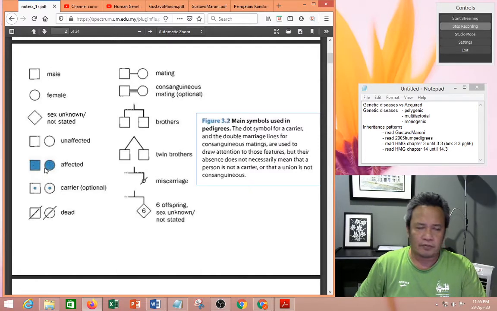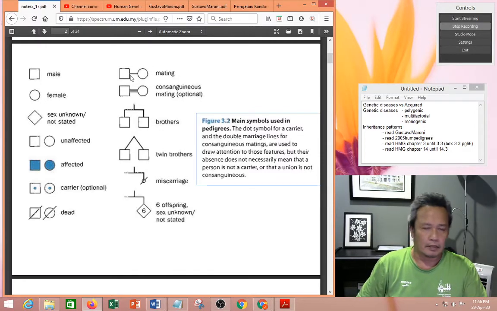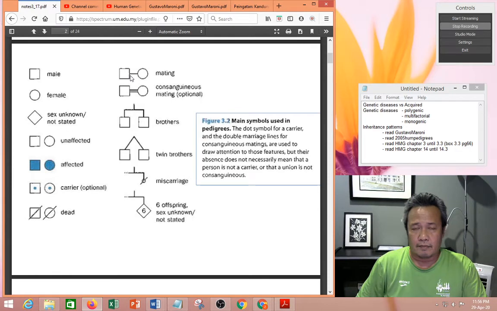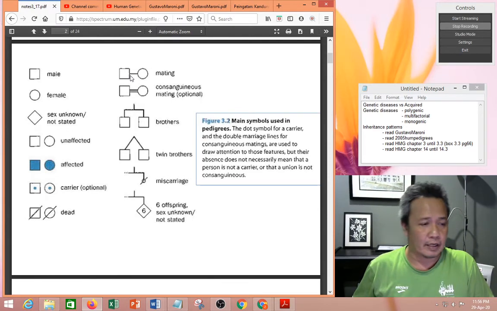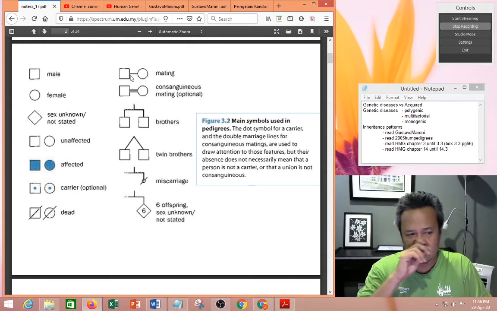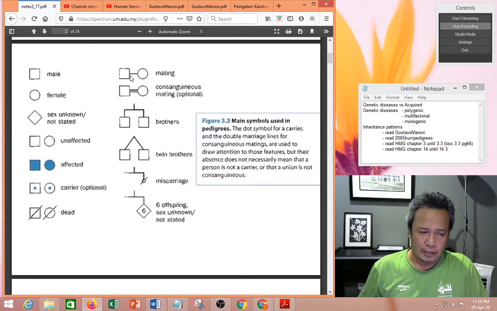If it is filled, that means it's affected, and otherwise it's not affected. If you have a dot, this is a carrier. A line across means that person is deceased. This says mating, but basically it's marriage. Of course, nowadays marriage is sometimes, in some cultures, secondary, so that's why it's called mating.